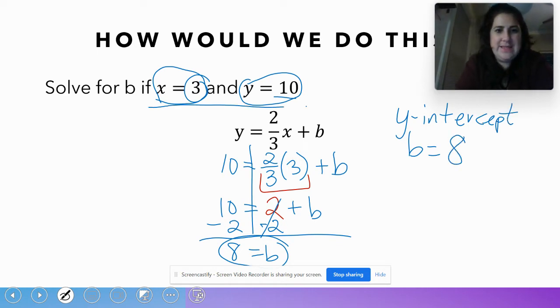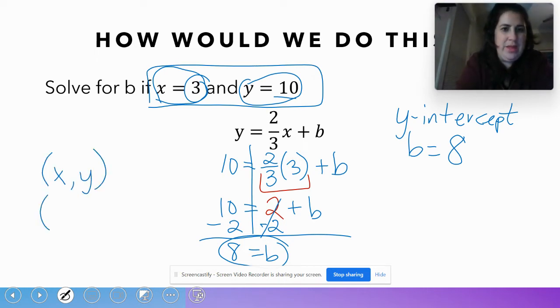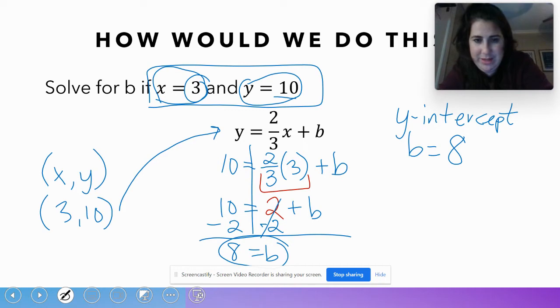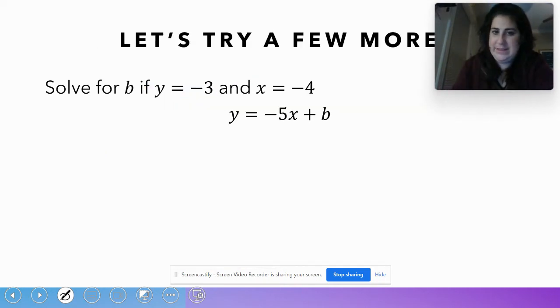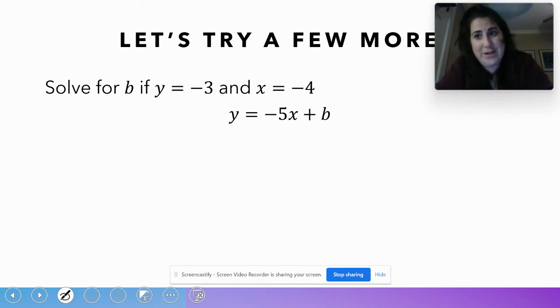Notice x and y, I could write this as an ordered pair, x comma y. It would be 3 comma 10. I used these two numbers, put them into my linear equation, and solved for b. All right, let's try another. We'll pause the video, try it yourself, and then come back and check your work.